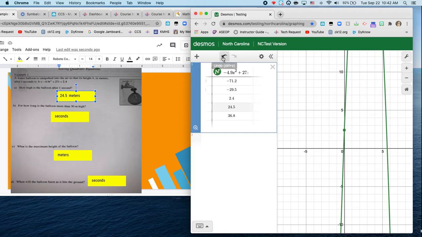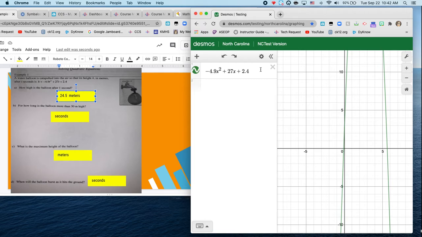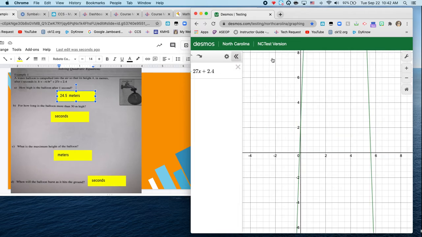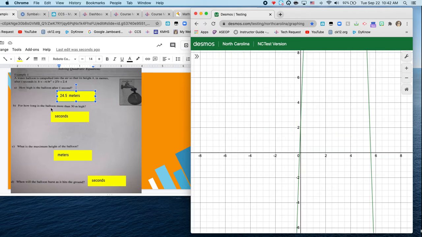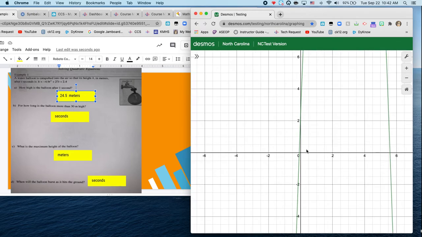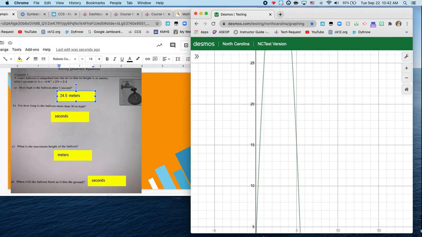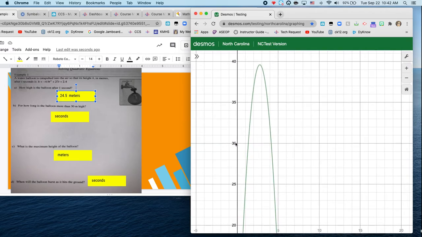So I'm going to go back into my equation, my function, and let's see what else we're looking for. For how long is the balloon more than 30 meters high? Okay, looking at my graph, I'm going to find my height of 30 meters. Okay, here's 30 meters. So I have a point here when it's just about 30 meters, and I'm going to round to the nearest tenth. Now this one I have to hold. I can't just click on it. So looking here, I can see that approximately it's 1.4 seconds.